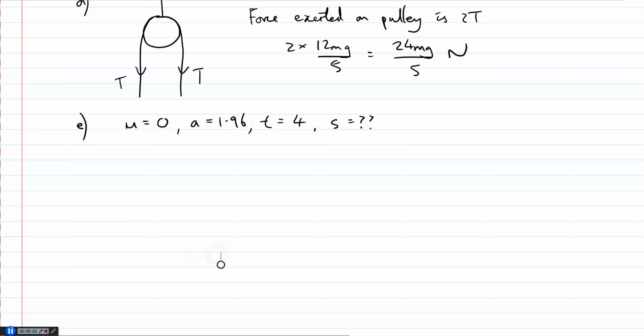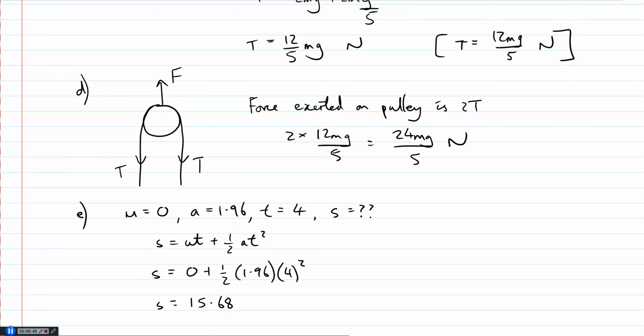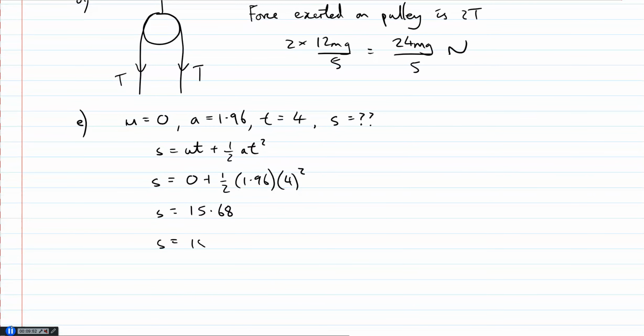So S equals UT plus a half AT squared. So S equals 0 plus a half AT squared. Calculate all this out, it's 8 times the 1.96, and we get 15.68, or 15.7 meters to 3 significant figures. So that's how far Q moves in its first 4 seconds.